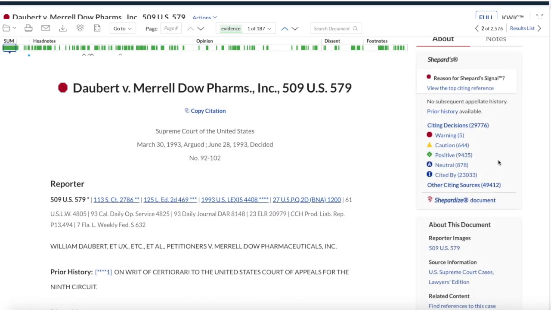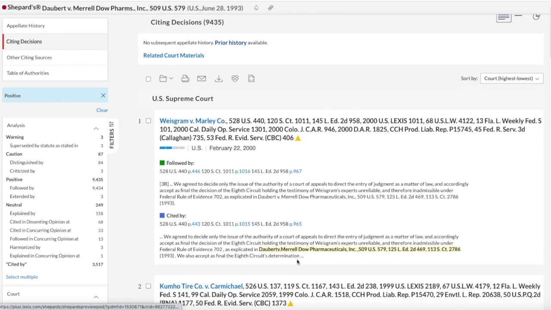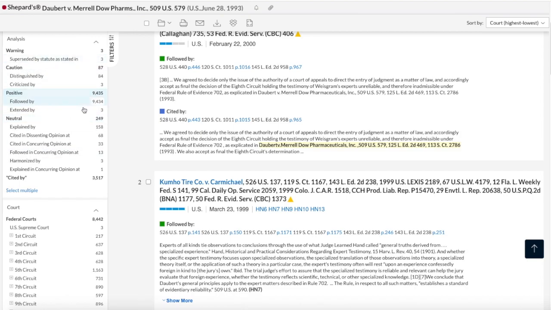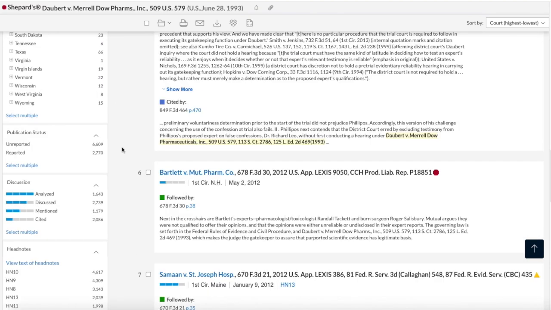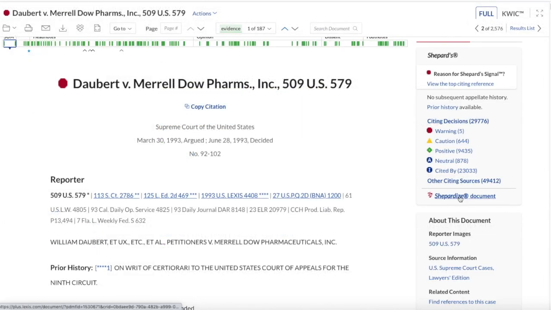As I stated in the last video, Shepard's is the only one that has positive treatment. That means a court has positively followed something from your case. Here we have the U.S. Supreme Court following in particular, and then citing Daubert. Again, it can be narrowed by that same court and by treatment and also by headnote. If we Shepardize this document, it gives us all of those together instead of just bringing them out individually.